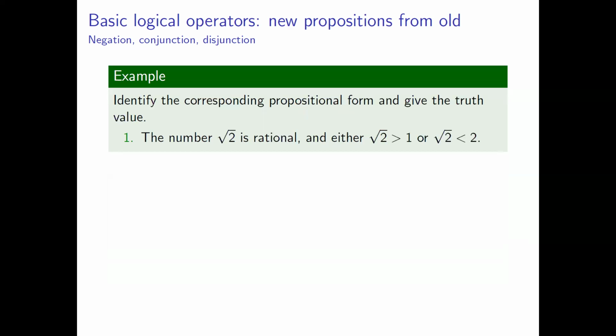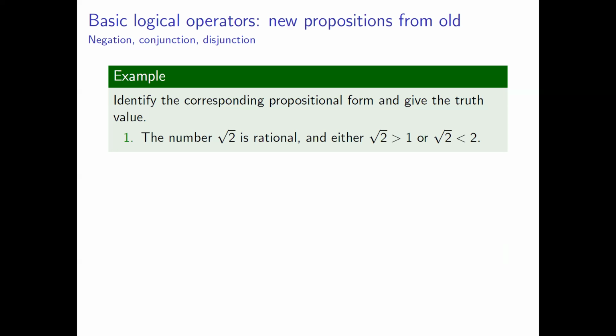For the next set of examples, we are to identify the underlying propositional form of the given proposition and use this to determine the truth value of the proposition. First, let us consider the statement, the square root of 2 is rational and either the square root of 2 is greater than 1 or the square root of 2 is less than 2.